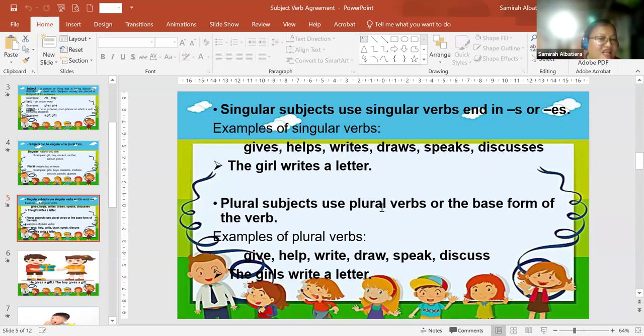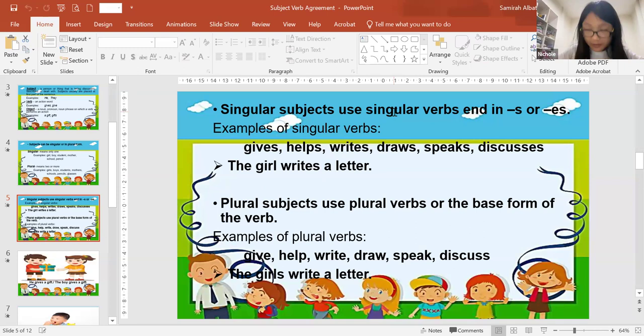Read this part. Use singular verbs ending in S or ES. Very good. So we will know that the verb is in its singular form because we add S or ES to the verb. Okay, take note again. Singular subject, we do not add S. Singular verb, we add S or ES. Get it? Not yet. Singular subject, we do not add S, right?